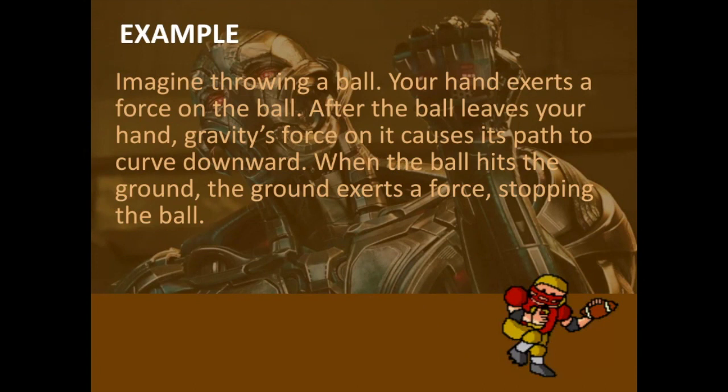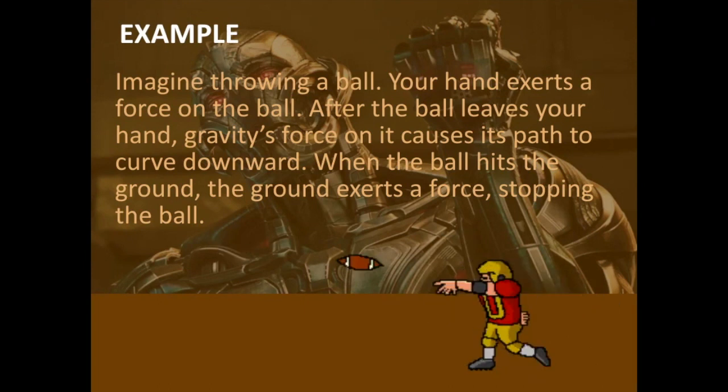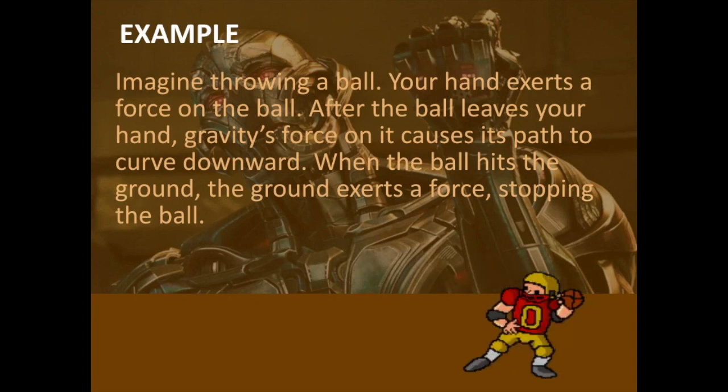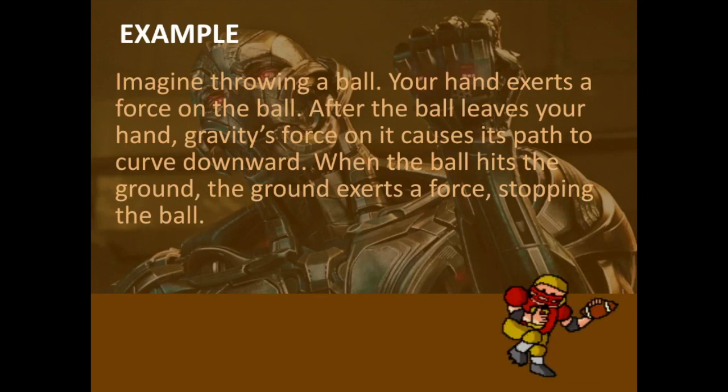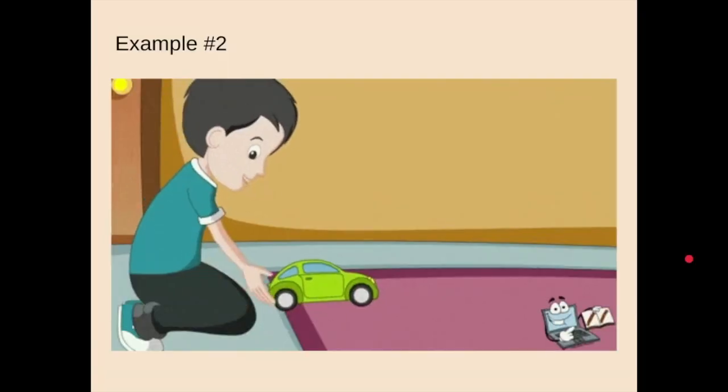Then, once it's left your hand, gravity starts to take over, and it causes its path to become curved down. Now, it doesn't happen immediately unless you don't put a lot of force in your throw. But if you watch it, it goes out so far, and then it starts to have that curve where gravity has taken over and is now pulling the ball back down. Then, when the ball hits the ground, the ground exerts another force on the ball, causing the ball to slow down and then eventually stop.